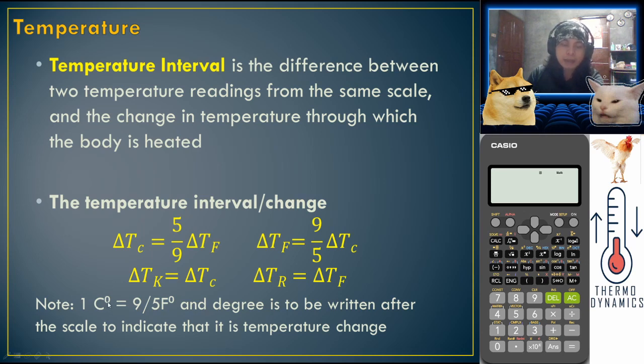Kapag yung degree ay nasa after ng C o kaya ng F, ang ibig sabihin pala nun ay change in temperature. Kapag yung degree before, ang ibig sabihin nun, temperature lang. Kaya may makikita ko degree Celsius. Meron namang centigrade degree. Meron namang degree Fahrenheit. Meron namang Fahrenheit degree. May ibig sabihin po yun. At kapag after, ibig sabihin, that is change in temperature. Medyo hindi lang napapansin ng iba, pero yun po yung mahalagang kailangan natin malaman.